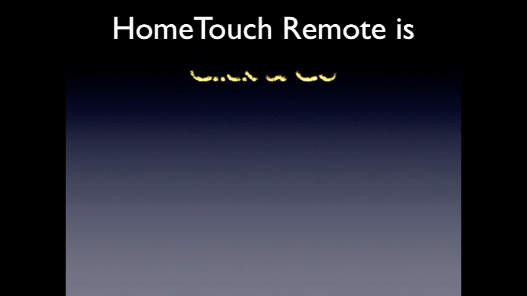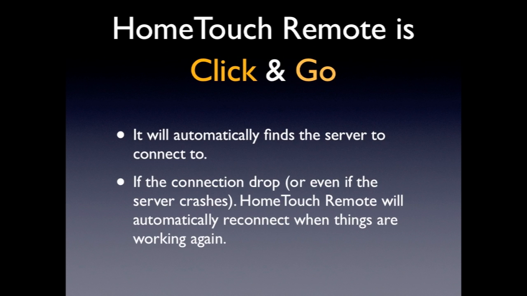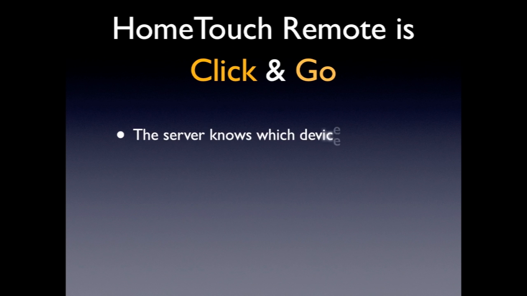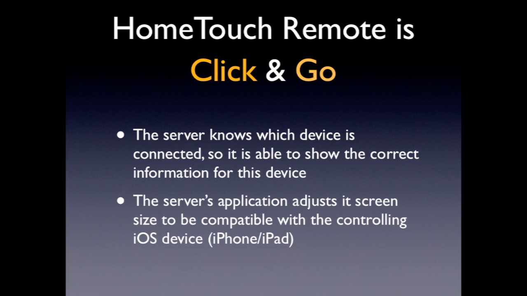HomeTouch Remote is click and go. It will automatically find the server to connect to. If the connection drops or even if the server crashes, HomeTouch Remote will automatically reconnect when things are working again. The server knows which device is connected, so it is able to show the correct information for this device. The server's application adjusts its screen size to be compatible with the controlling iOS device, iPhone or iPad.